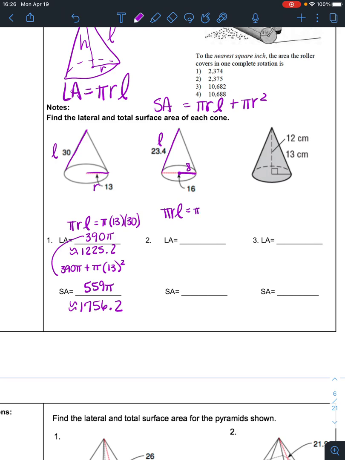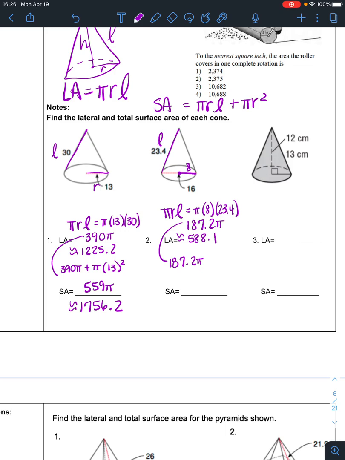And so it would be pi times R times L, 23.4. So 23.4 times 8. If I leave it exact, that would be 187.2 pi. That's what I get if I multiply 8 times 23.4, but don't do pi. And then if I multiply that by pi, if I ask for the approximate answer rounded to the nearest tenth, then I get 588.1.